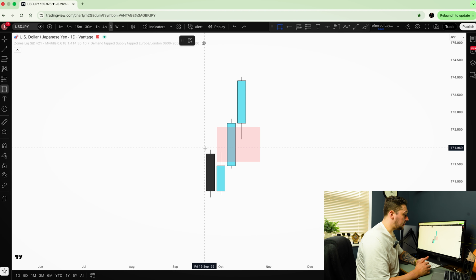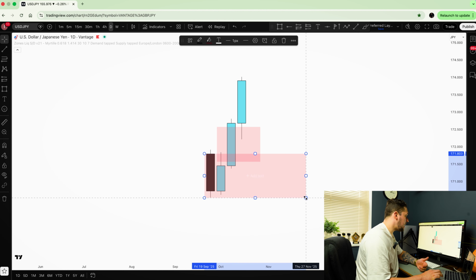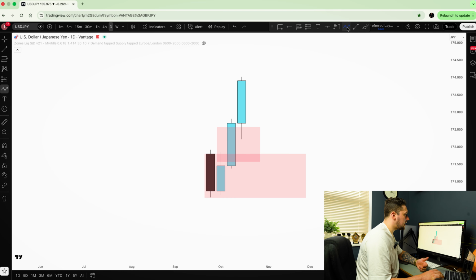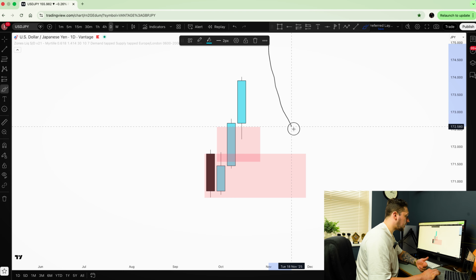Now you can see how this is going to be really, really powerful within our trading, because if we have a supply or demand zone directly before a piece of imbalance, that means price is going to want to come down firstly to correct this piece of imbalance and tap the zone.